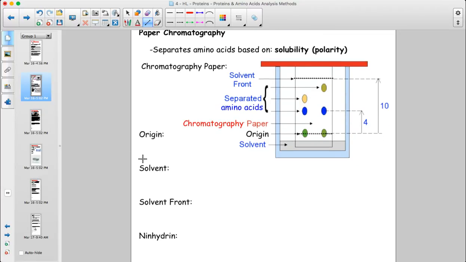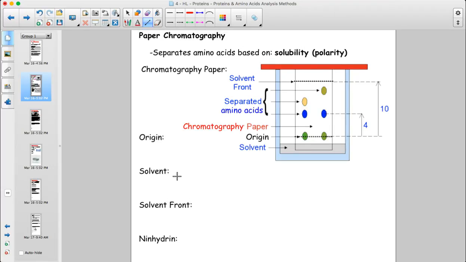So the solvent's going to be really key to making paper chromatography work properly. You're going to have to use different solvents of different polarities to try to separate out different amino acids. So some amino acids, as we've talked about before, can form hydrogen bonds. They're very polar, while other ones are extremely nonpolar because they only have hydrocarbons in their R groups. And then some are in between.